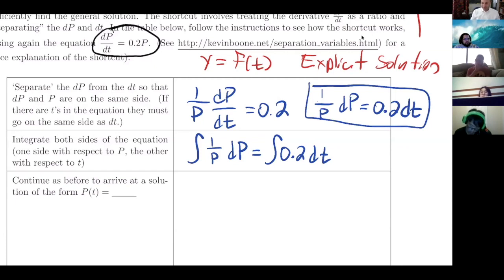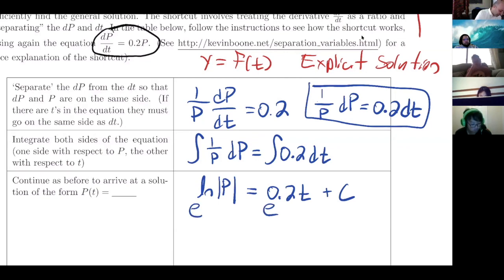people can do it. And so then we integrate the left side, which would give us natural log of p. I'll put an absolute value here because technically that's what we should get. And then over here, we would get the 0.2 t plus c. Yeah, and now we could exponentiate both sides.